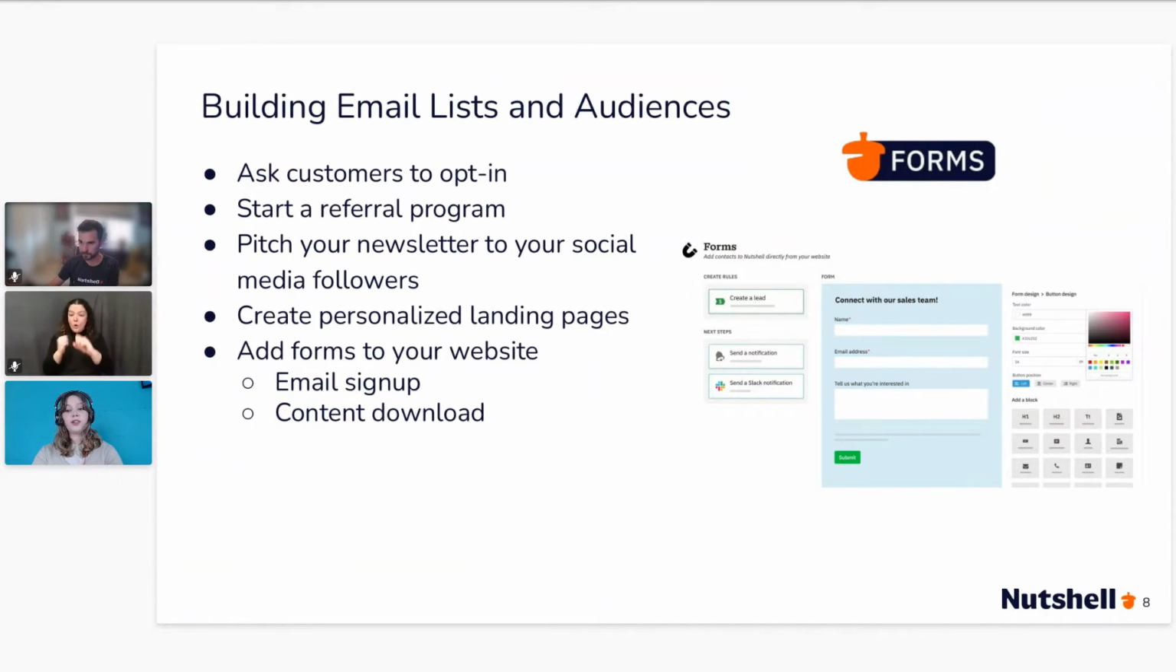So, here are a few tried and true methods that we have tested to get your customers to opt in to your email. First, you can start a referral program that asks current subscribers to refer a friend and get a discount or some type of special perk for subscribing. You can try pitching your newsletter to your social media followers, or create personalized landing pages that ask users to submit their email address and contact info to opt in. Or you can add sign up forms directly to your website that ask users to enter their email address, or even enter their email address to download some valuable content, like a guide or PDF resource that you have to share with them.